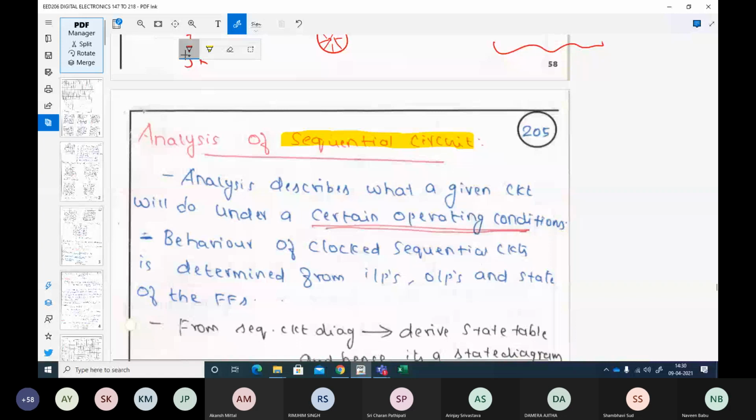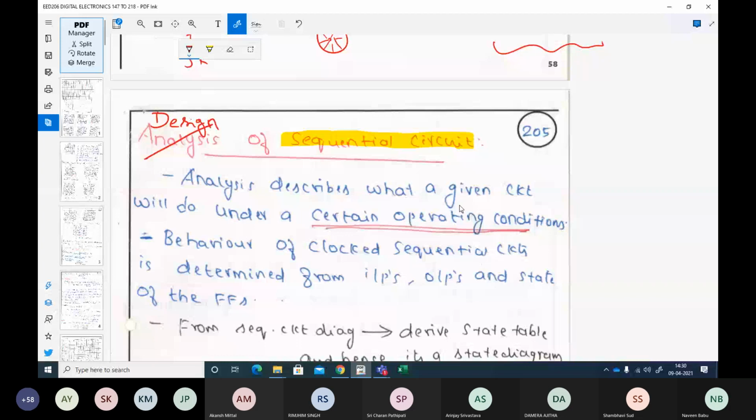So what do you mean by analysis? Analysis means you have a particular circuit which will perform under a particular condition, and you have to understand the behavior of that circuit. When you say understanding the behavior of the circuit, it means how your inputs, outputs, and different states of your flip-flop move whenever you are giving a clock.